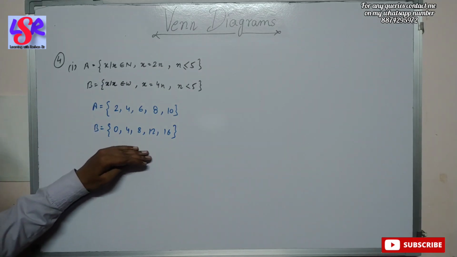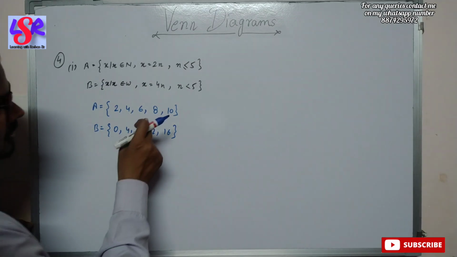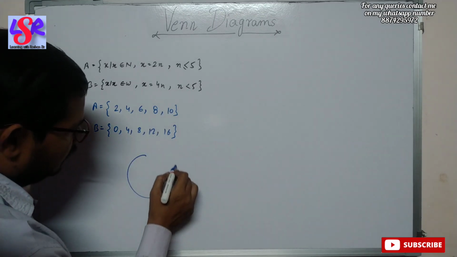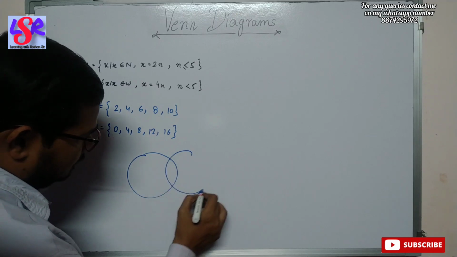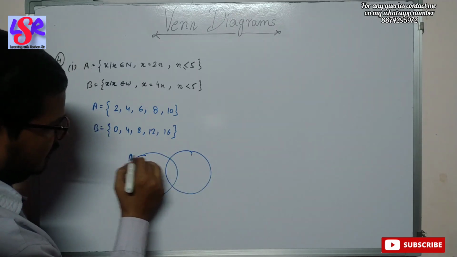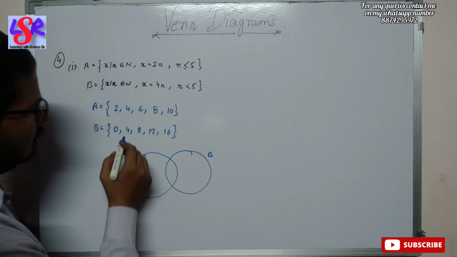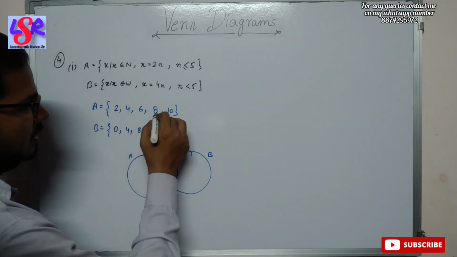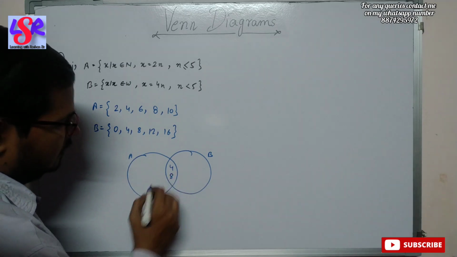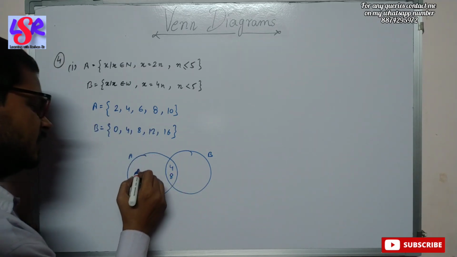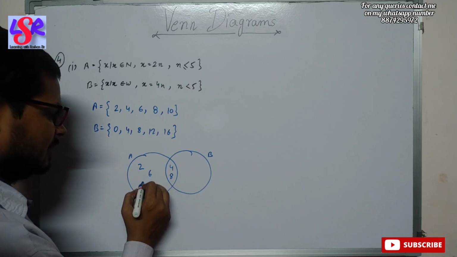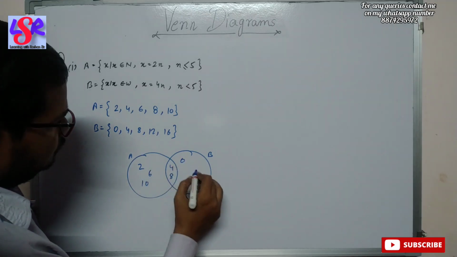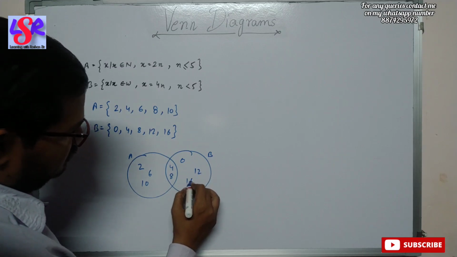Now we have to make the Venn diagram for these sets. So here we see that we are having some numbers in common. So we're going to take the overlapping sets. So here we get the set A and this one is B. Common in both, first we take that, that is 4. We have 4 as common and then we have 8 as common. Then we will write what is left in A, that is 2, 6 and 10. And then what is left in B will come, 0, 12 and 16.